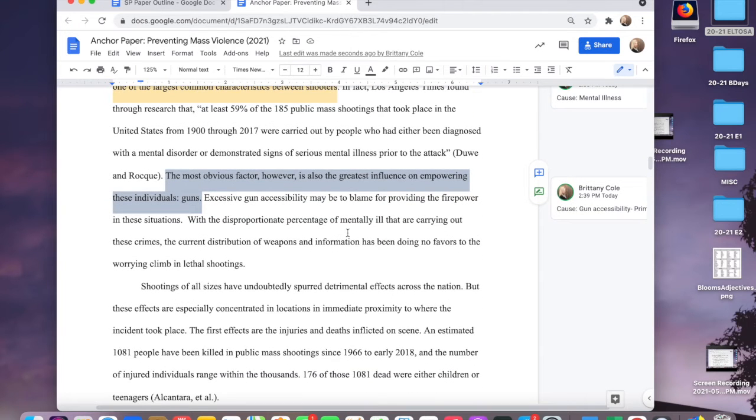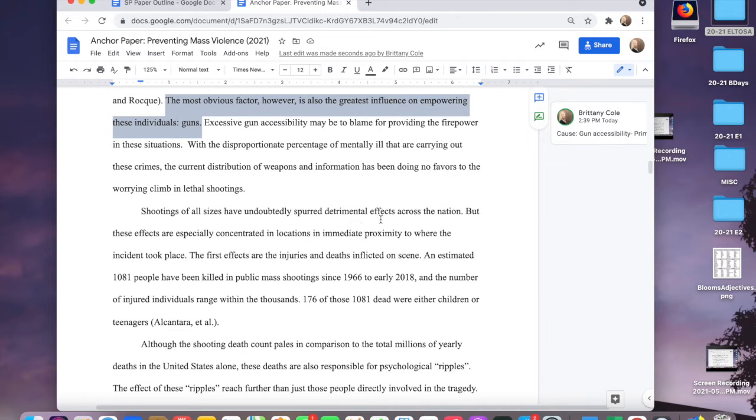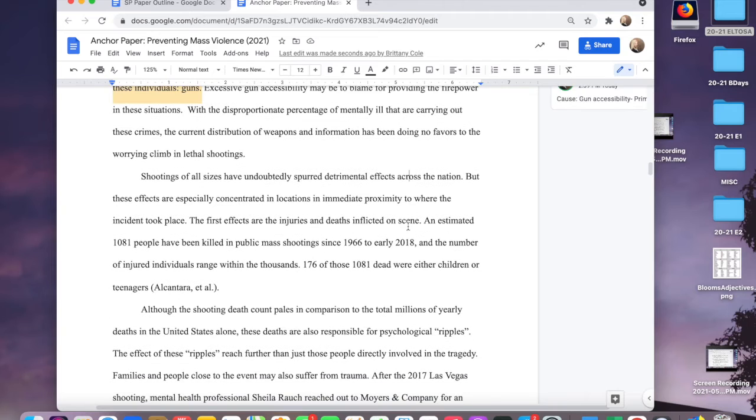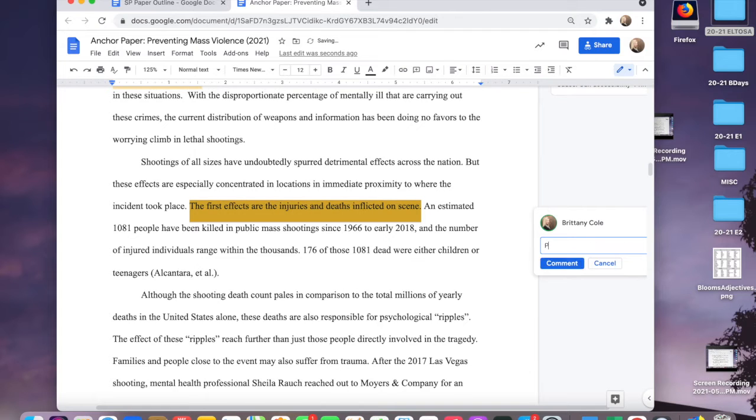All right. So now we move down to the effects. The next paragraph says that there have spurred detrimental effects across the nation, but the first effects are the injuries and death inflicted on the scene. So this is our primary effect, is the injuries and the deaths.